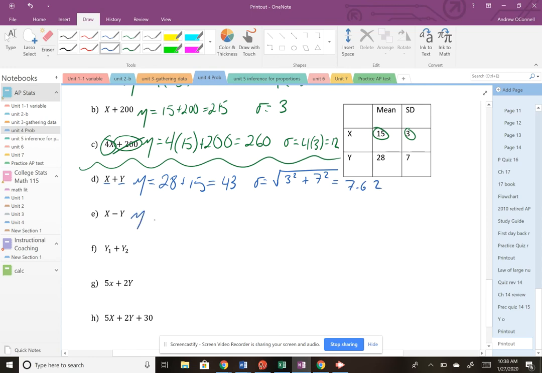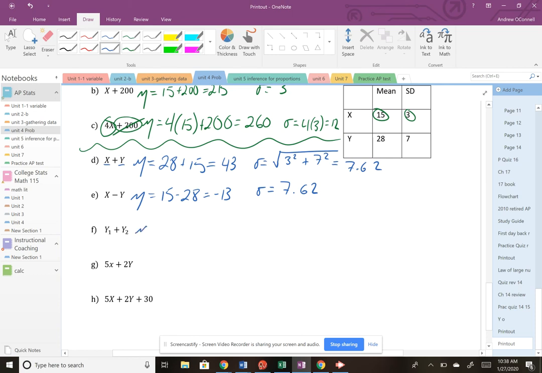E, same-ish, 28 minus the 15. I'm sorry, my bad. Reverse that around. 15 minus 28, negative 13. Standard deviation is the same. We do not change that.